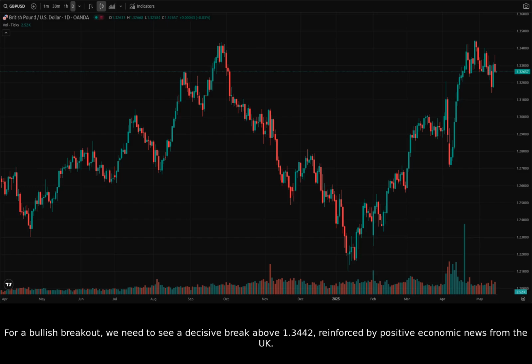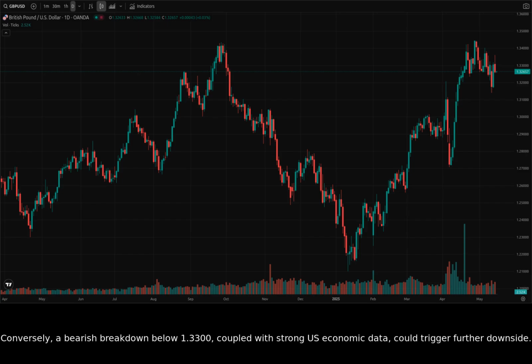For a bullish breakout, we need to see a decisive break above 1.3442, reinforced by positive economic news from the UK. Conversely, a bearish breakdown below 1.3300, coupled with strong US economic data, could trigger further downside.